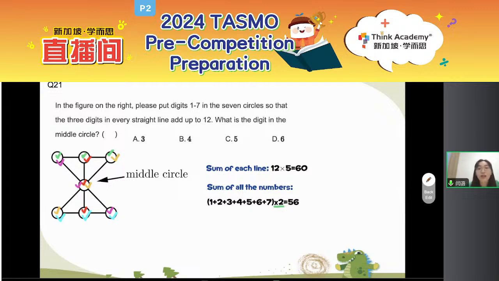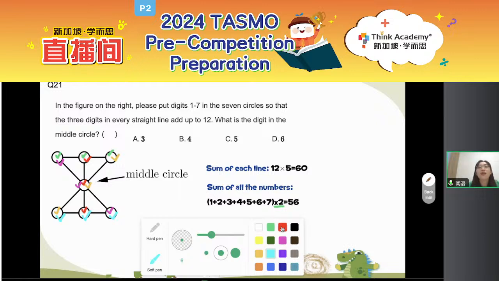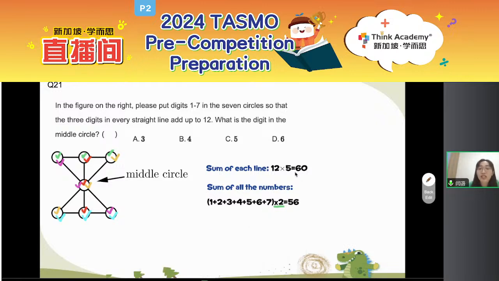So here we can get the total is 56. And again, why is the sum different? How come for the first step we get 60 and then we only get 56? Because you see, for every circle, there are 2 ticks, but the one in the middle has 3 ticks. So what is the extra tick? That is 60 minus 56 equals 4. So you can get the middle circle, that is 4.